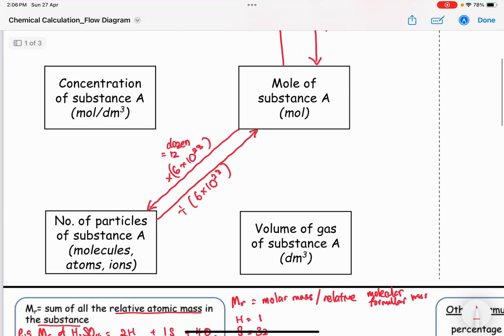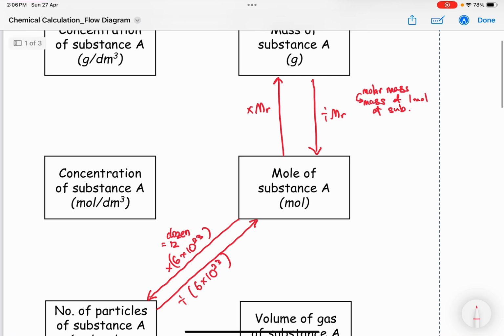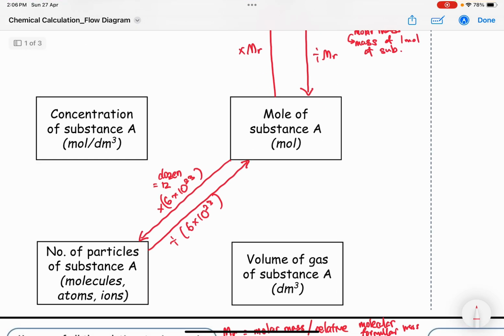So knowing how to interconvert between these will be important as well. Okay. So we are done with molar mass. We are done with the mole of a substance to number of particles. Next, we're going to look at this concept called the molar volume.